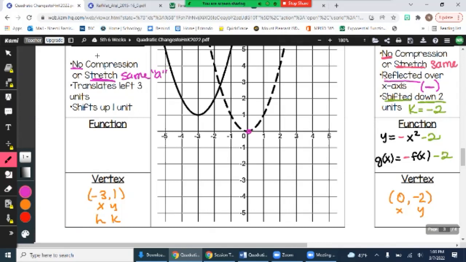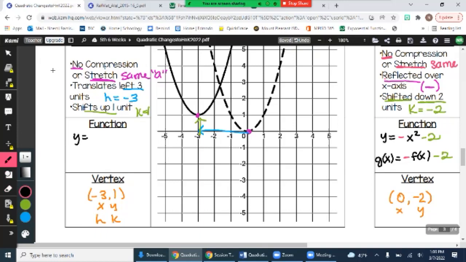Now I can visibly see that the vertex moved which way? To the left 3. So left 3 means h is what? Negative 3. And I can visibly see that it went up. So if it shifts up 1 unit, k is positive 1. K is positive 1.